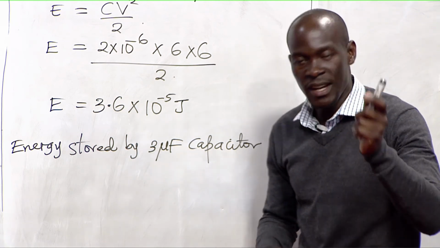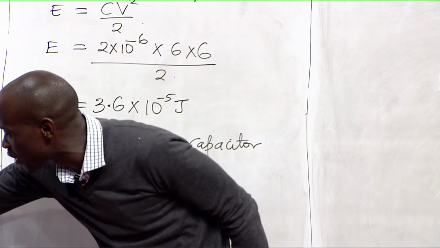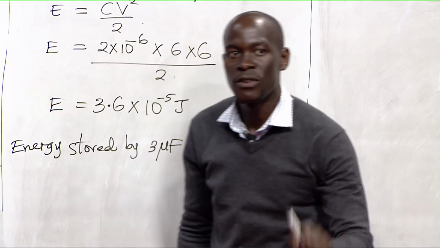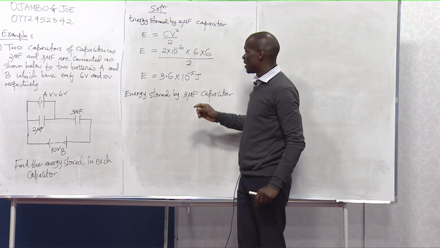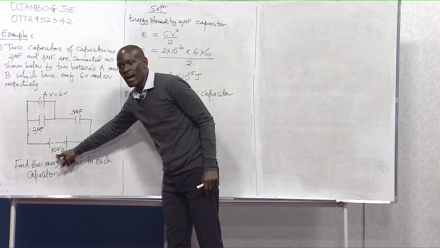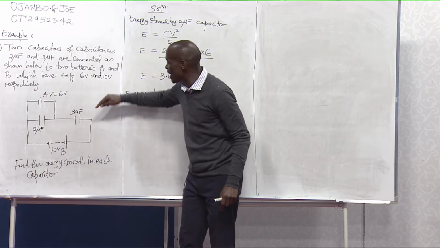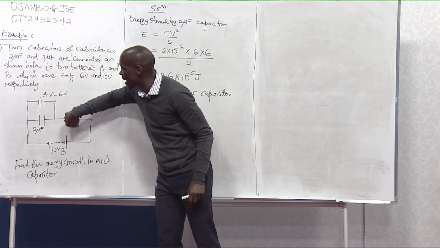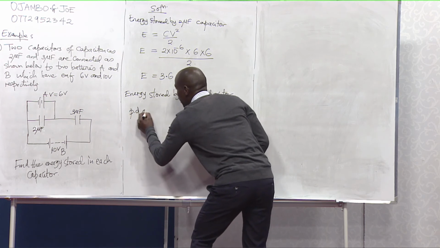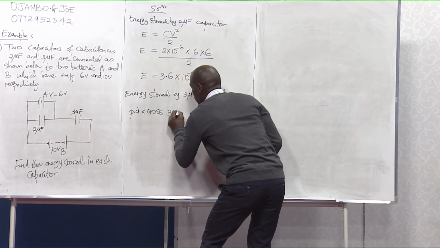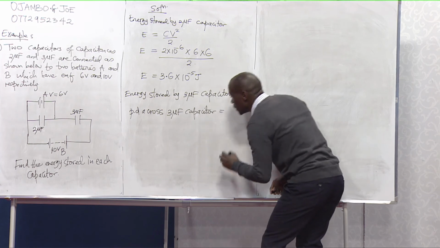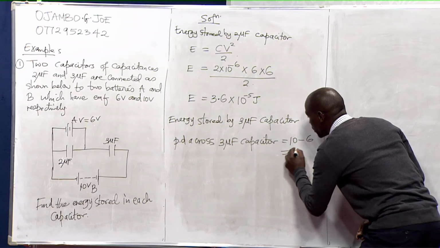Something to note, you discover that whereas the PD across the 2 microfarad capacitor was given, this one was not given. However, from the facts we know that the total PD, which is the 10 volts, is got by adding the PD across this and this, since they are in series. So we can get the PD across the 3 microfarad capacitor. The PD across the 3 microfarad capacitor will then equal 10 minus 6, which is 4 volts.